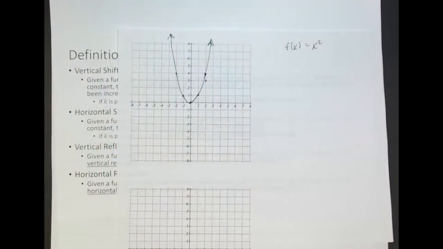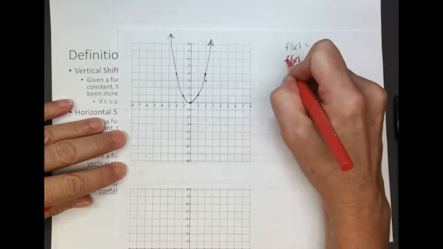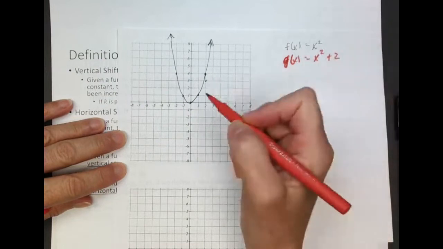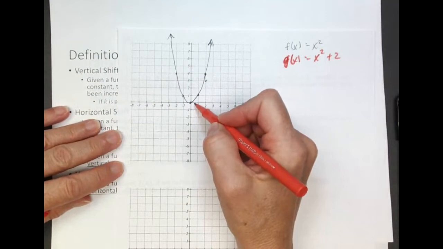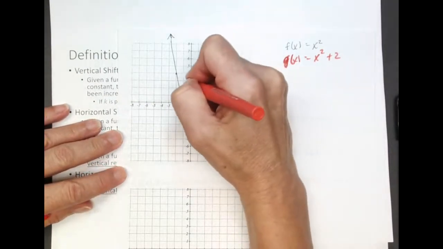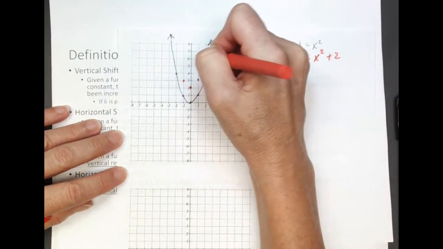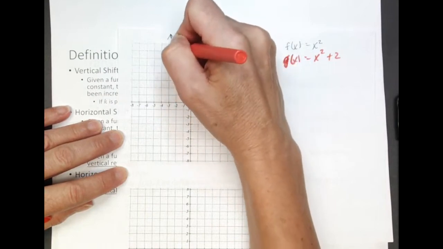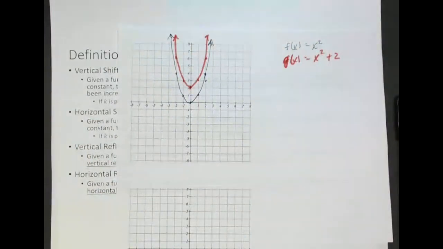Now if I want to shift that up, say I add 2. Let's make a red one. We'll call it g of x, and that's going to be x squared plus 2. So what we're doing is shifting all the y coordinates of every point on this graph up 2, or shifting the whole graph up 2. That's going to look like this. The red one is g of x, defined as x squared plus 2.